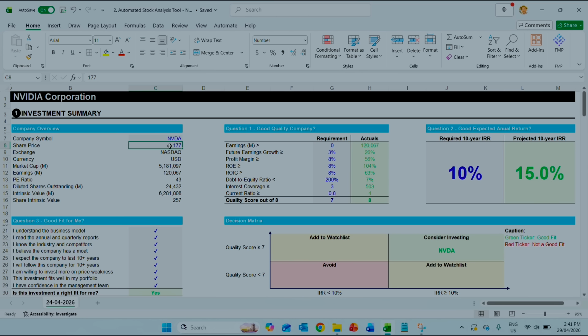But let's say now that we had 277, then all of a sudden it becomes a bad annual return. Here I want a minimum of 10%. Here we've got 15% for this share price. So once again, the question is good expected annual return, yes or no, and the answer is yes, 15%.